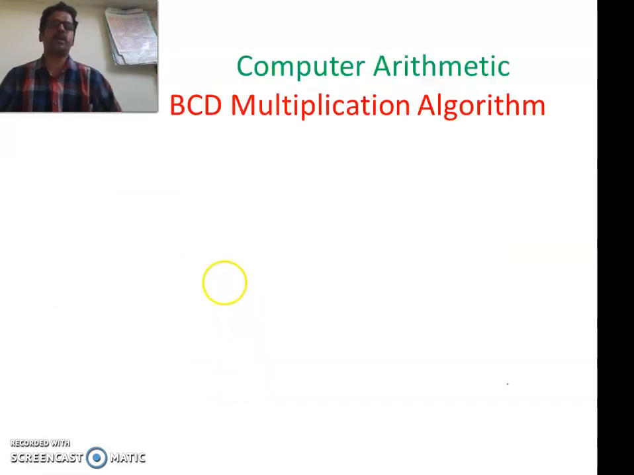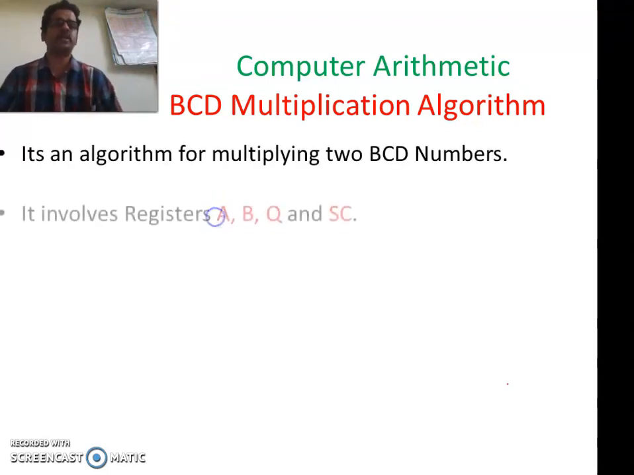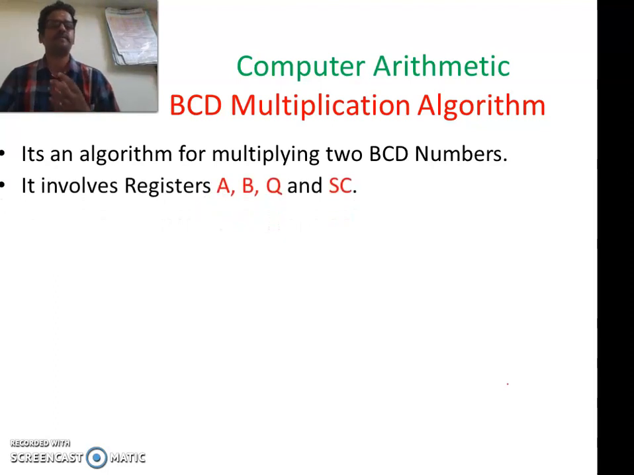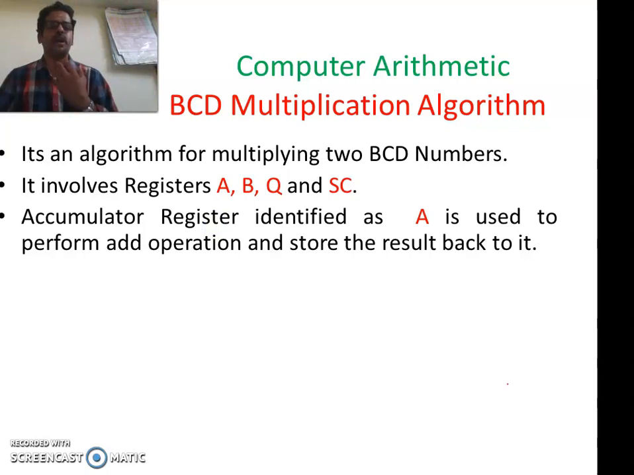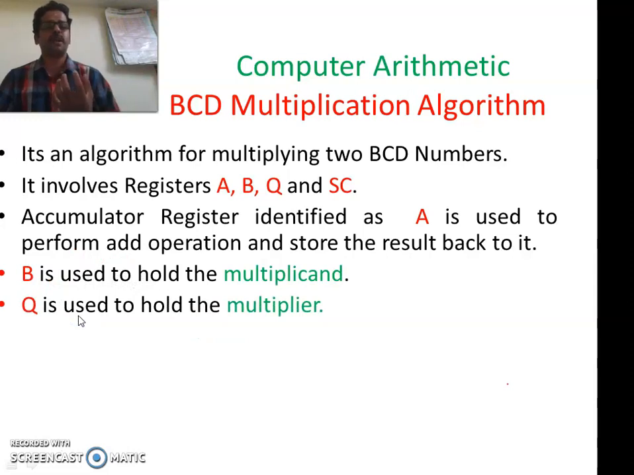Now we'll come to the algorithm part. The BCD multiplication algorithm, as the name implies, is going to be useful for multiplying 2 BCD numbers or 2 decimal numbers. This algorithm involves 4 registers: A, B, Q and SC. The register A is going to perform an add operation and it is going to store the result back onto A itself. The register B is going to hold the multiplicand value and Q is going to hold the multiplier value.